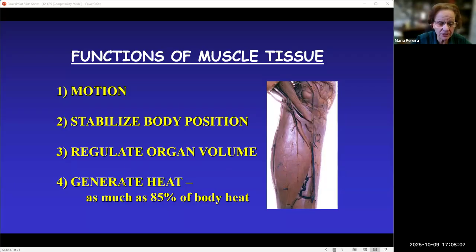Okay, so it generates heat. 85% of body heat is generated at the muscle. How is this heat generated? By shivering. And also the hydrolysis of the ATP releases heat. So those are the two ways that the muscle can release heat to maintain body temperature.